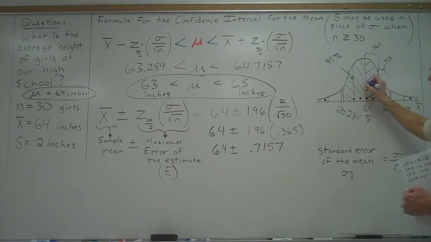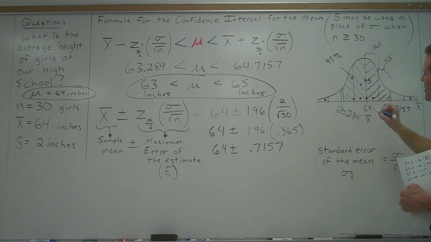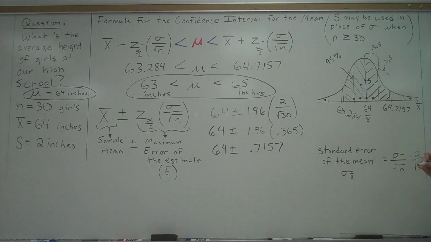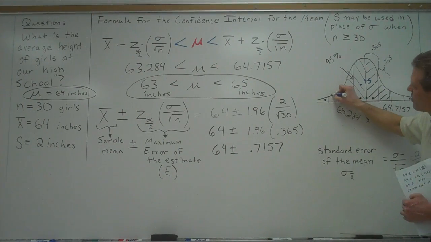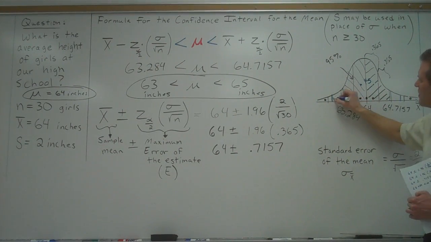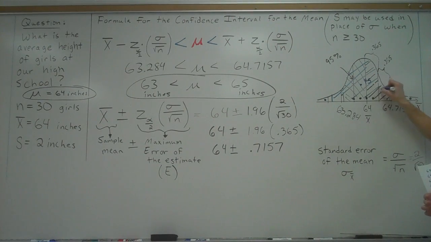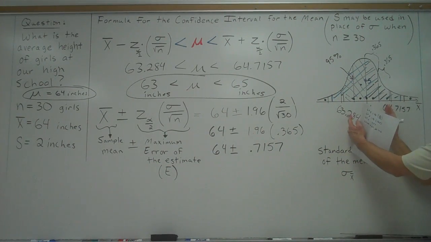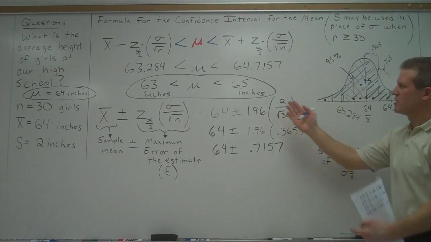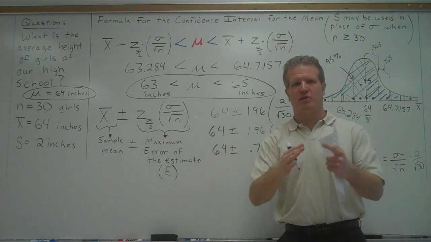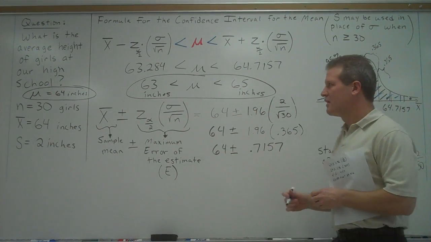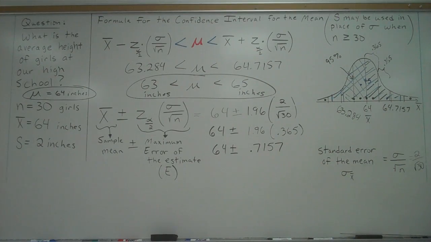Of course, right now, this is 95% of the area, 0.95. If you do a 99% confidence interval, you're going to include more of the area, which means your interval is going to be wider. This number would be bigger, this number would be smaller, because you want to encompass more area. So that's my explanation of confidence interval for the mean.